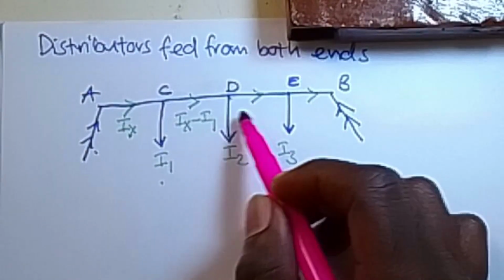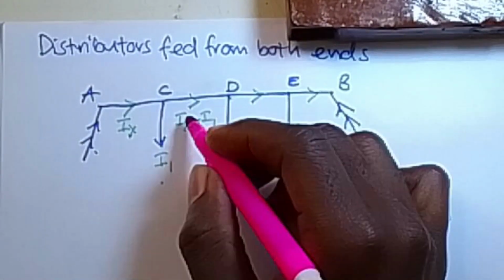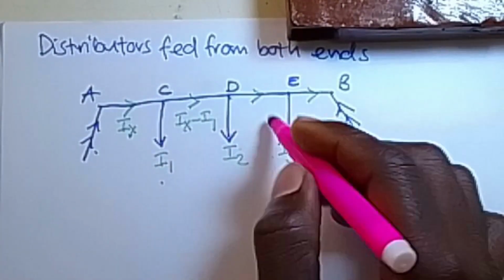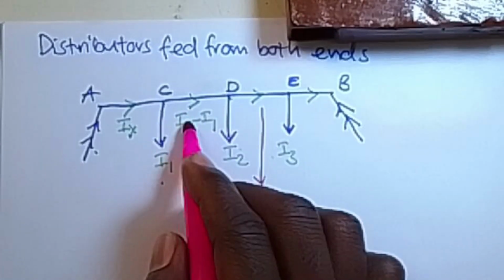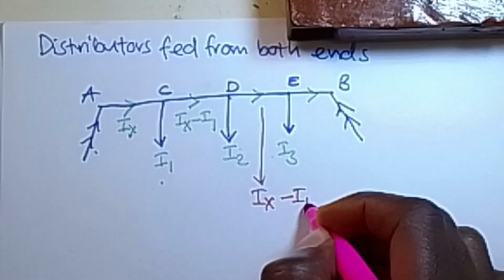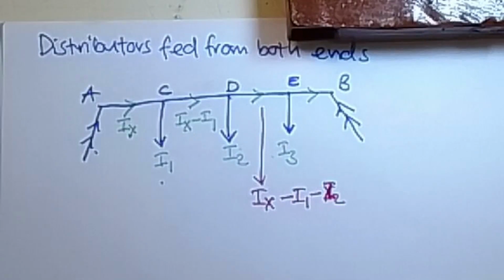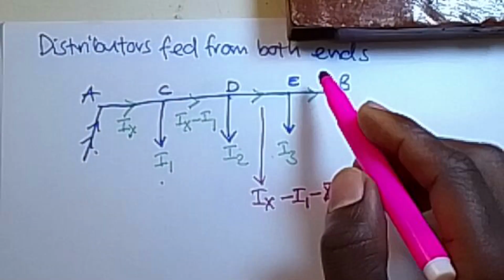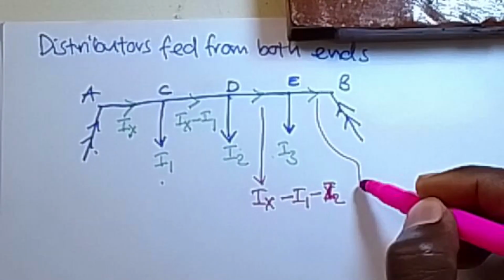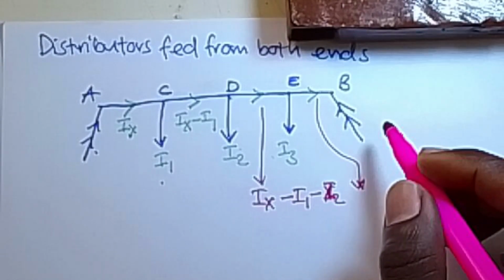Similarly, to get the current flowing in this section, it's simply going to be equal to the previous current, for example, the previous current minus this I2, so here it will be Ix minus I1 minus I2. Okay? Then similarly, we shall have also the current flowing in this section.